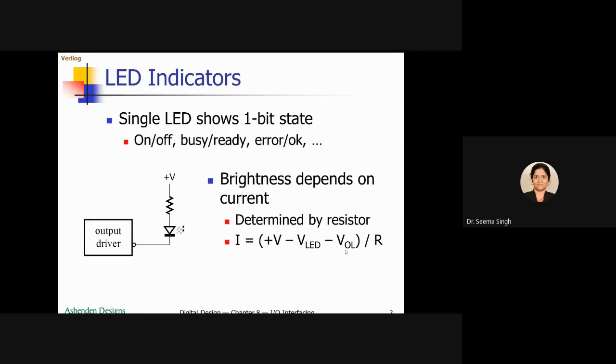One small question is also given in your book, where you need to determine the value of the resistor required for the LED to glow. There will be a minimum current with which the LED glows. And of course, if you increase that current within some range, the brightness of the LED changes. So this is all about a single LED.